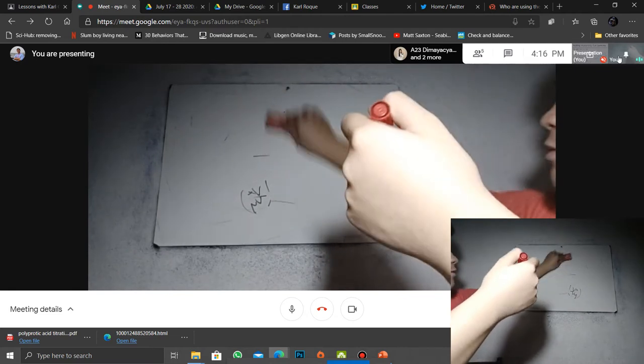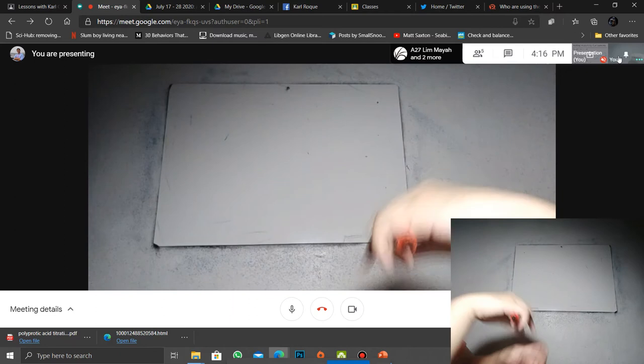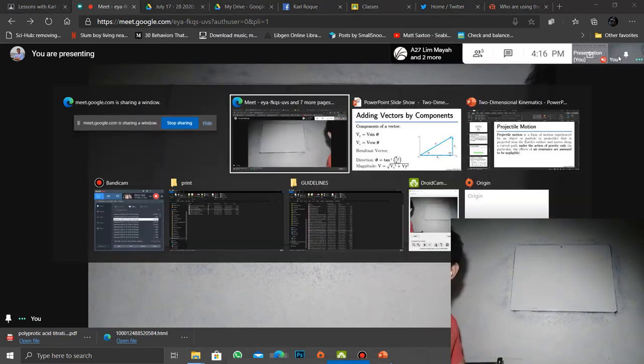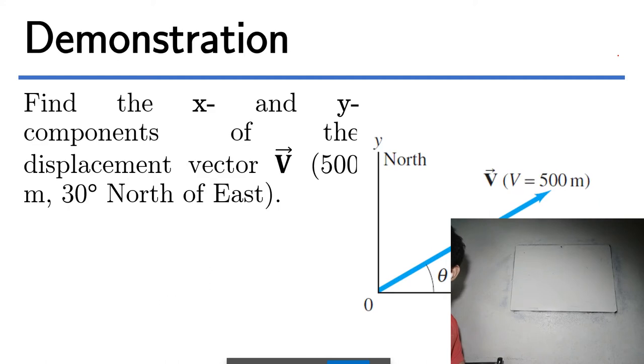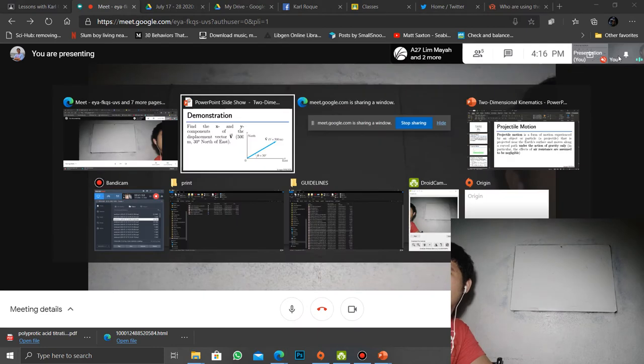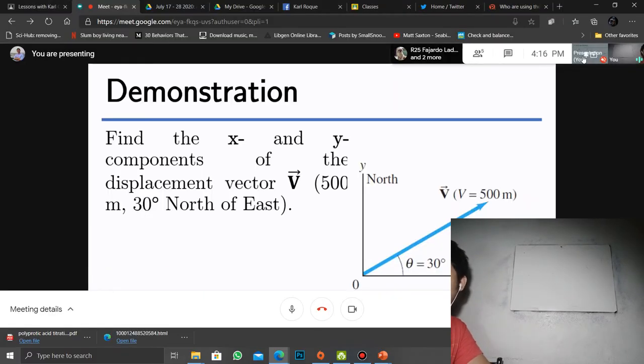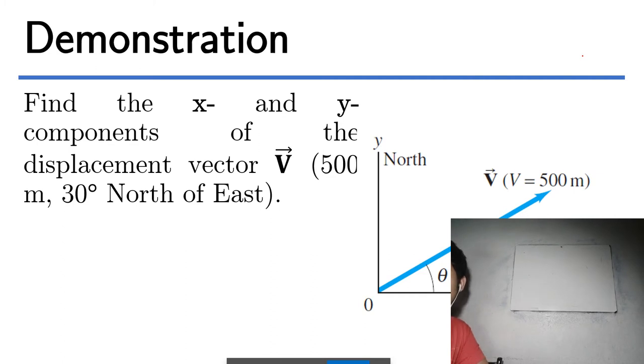Ngayon, I'm going to ask you to answer this. No? Okay, find the x and y component. Ay, ako pala muna, no? Find the x and y components of the displacement vector. 500 meters, 30 degrees north of east. Ayan, so, let me switch. Ako naman muna, no? Find the x and y components of the displacement vector. 500 meters, 30 degrees north of east.